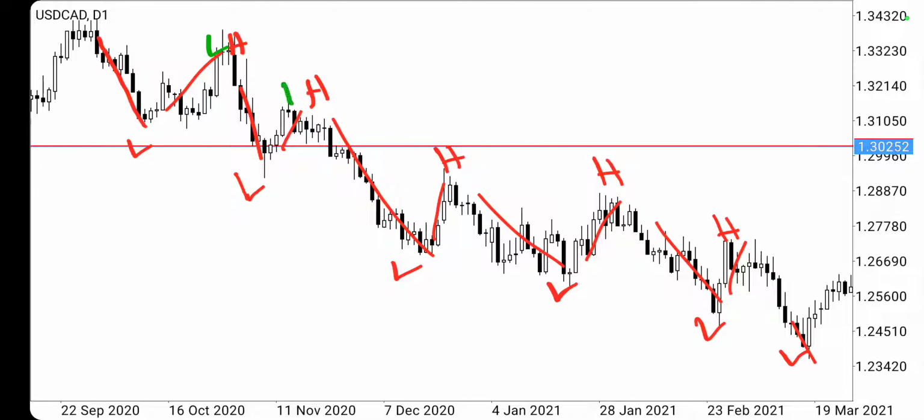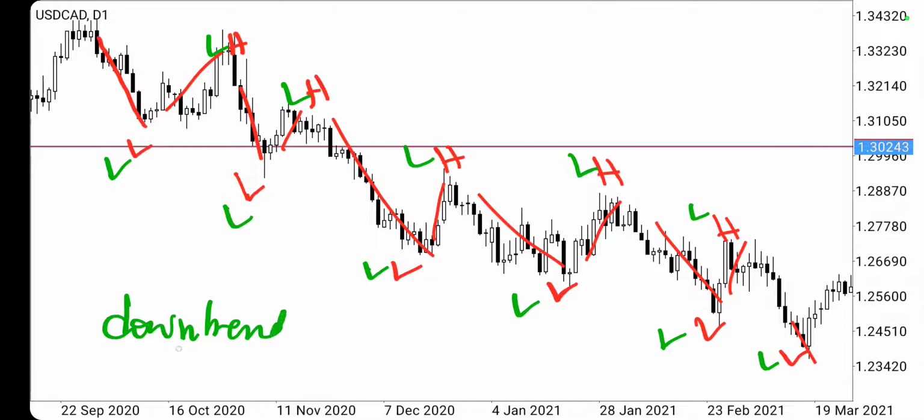This one is lower than that one. This one lower than that, lower than that. Okay? This one lower high, this one lower low, lower low, lower low. Then you go back to your notes and say, if I'm seeing lower highs and lower lows, it means a downtrend. So if I'm in a downtrend, what is it that I have to do? Sell. We are only looking for selling opportunities.